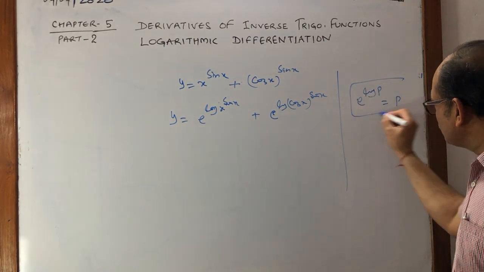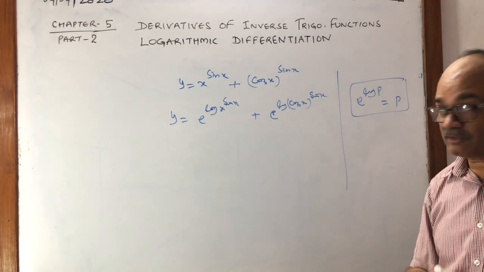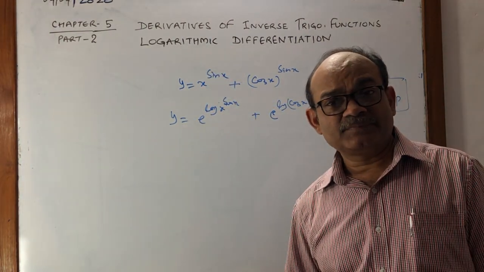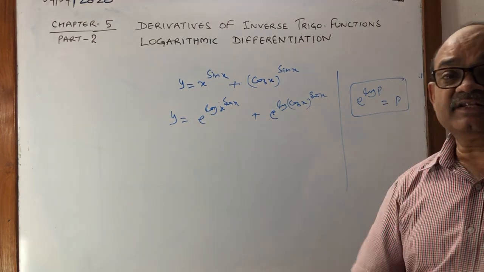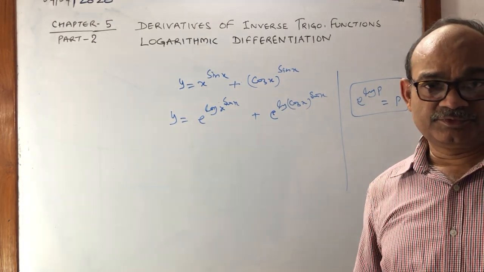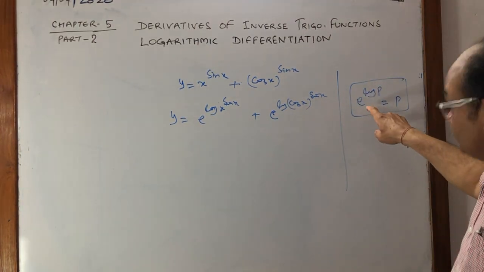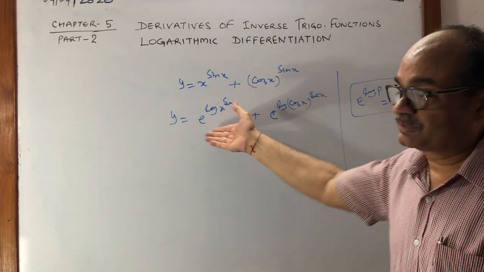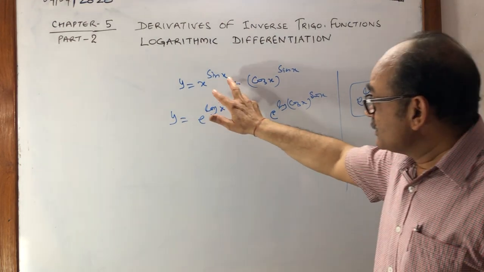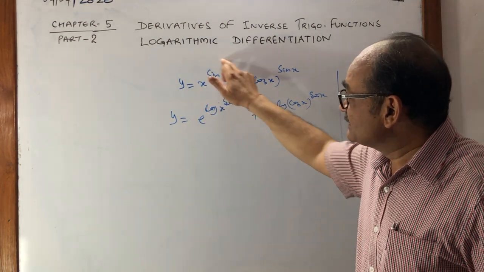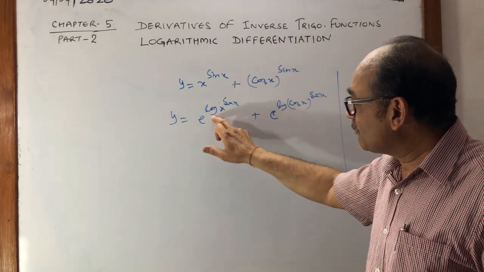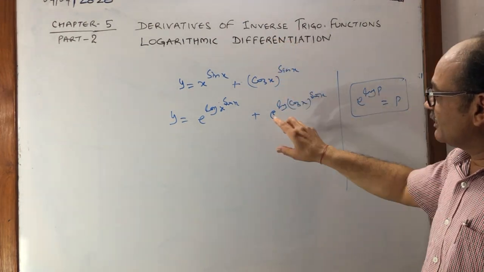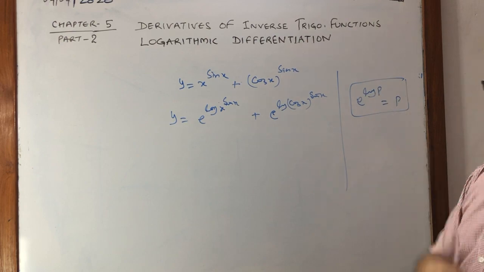This concept you have to write in CBSE, then only you can start with this method. In competitive exams it's okay, no problem. But since this method is not given in our NCERT book, you have to quote the formula. We know that e to the power log p equals p. That's why we are using it. So here some function is, suppose, p. We can write e to the power log p.